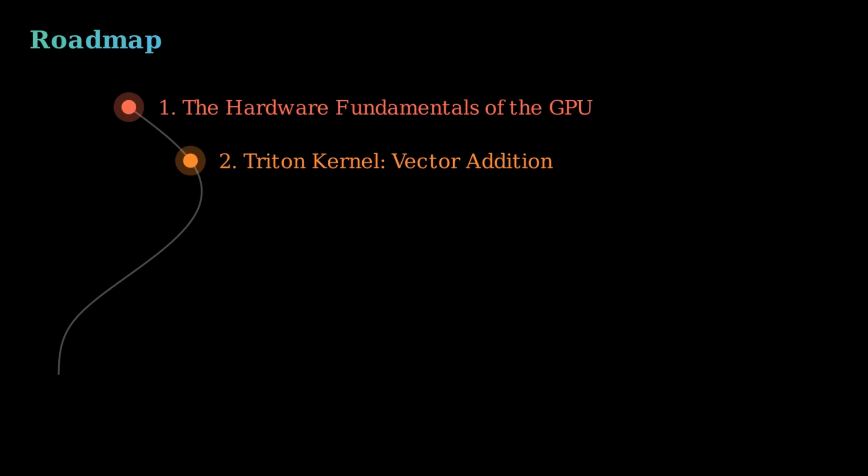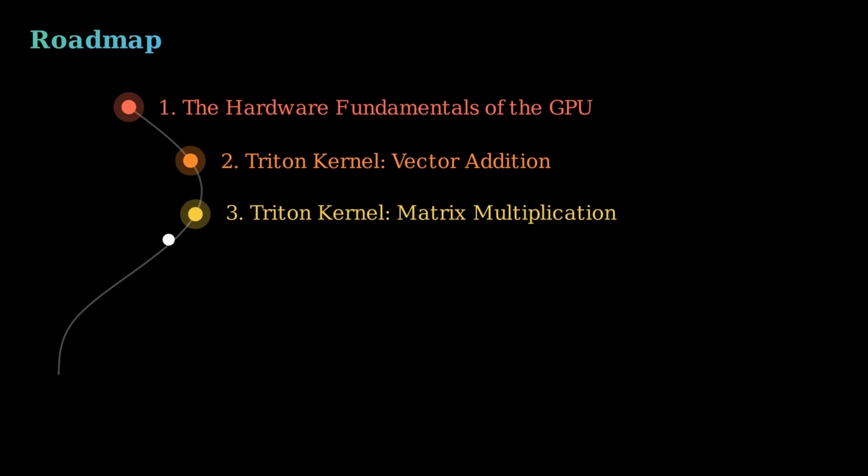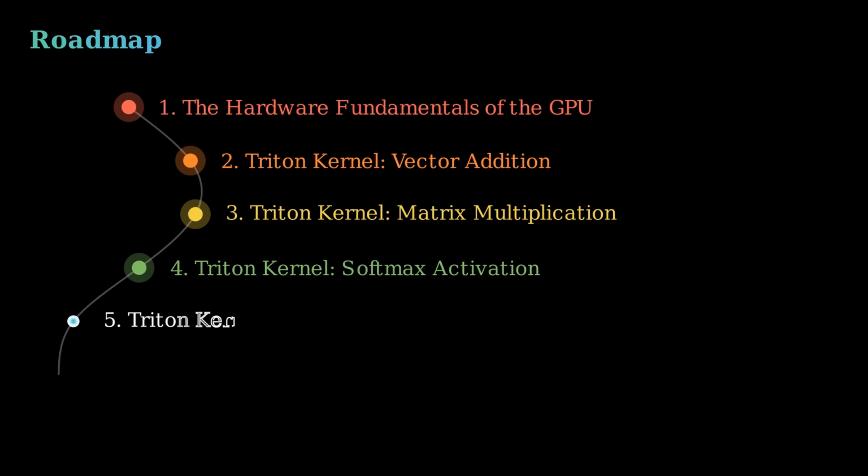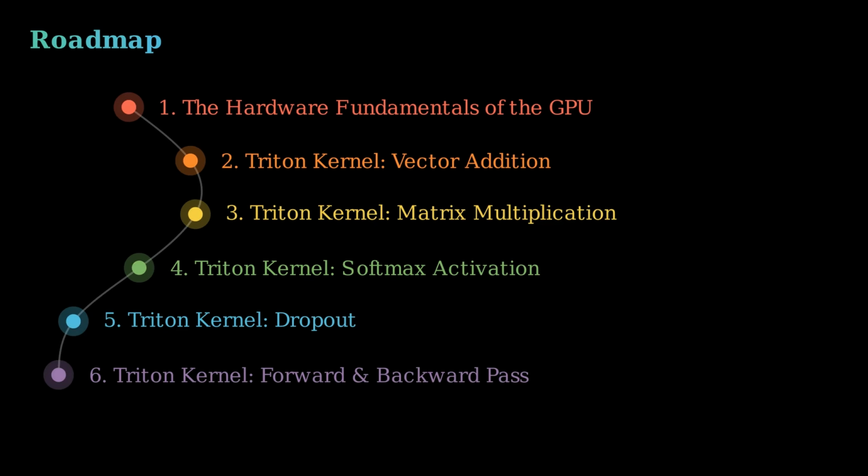Plenty of guides on Triton already exist out there. But what I think is missing is a clear picture of what's actually happening in memory while you write Triton code. So today we will start with the hardware fundamentals of the GPU without going too deep, or we would lose the simplicity that makes Triton what it is.